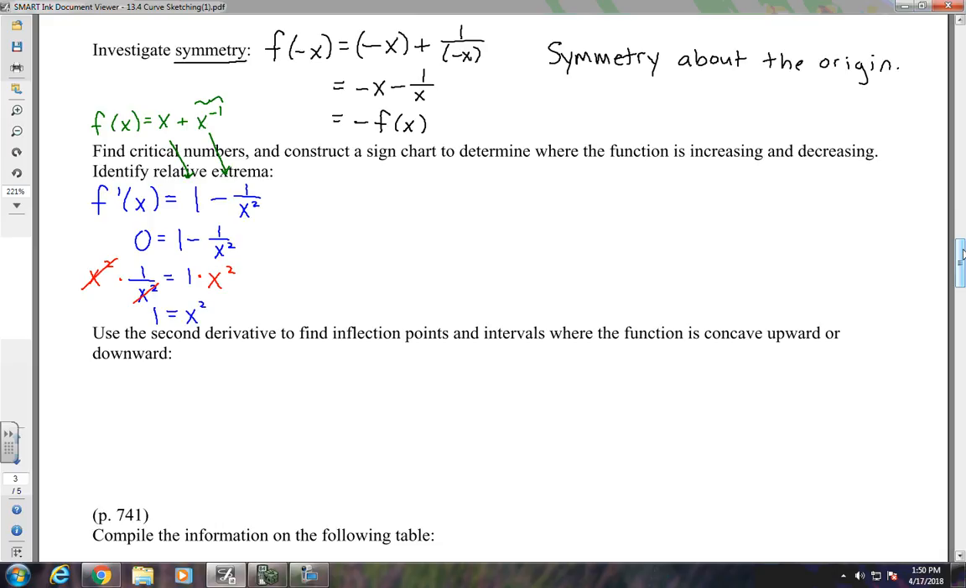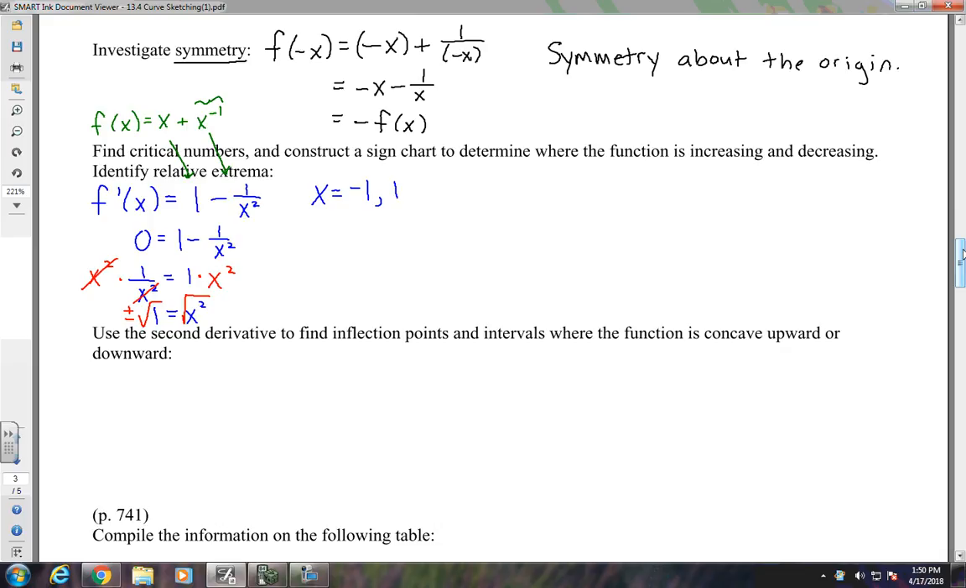Now I can take the positive and negative square root of both sides. I'm going to come up with my critical values. My critical values are apparently x equals negative 1 and positive 1. However, there's another one that we have overlooked. Did you overlook it? This one's easy to forget about.